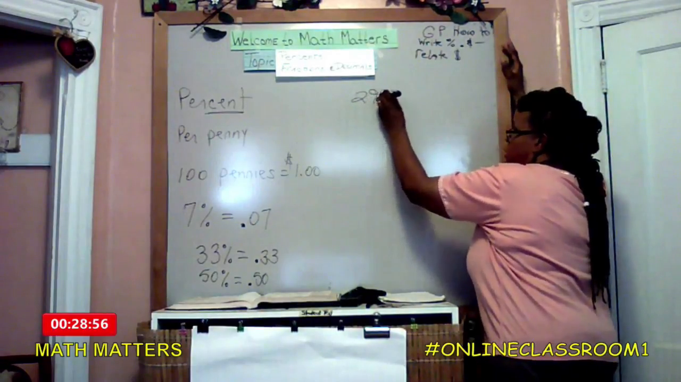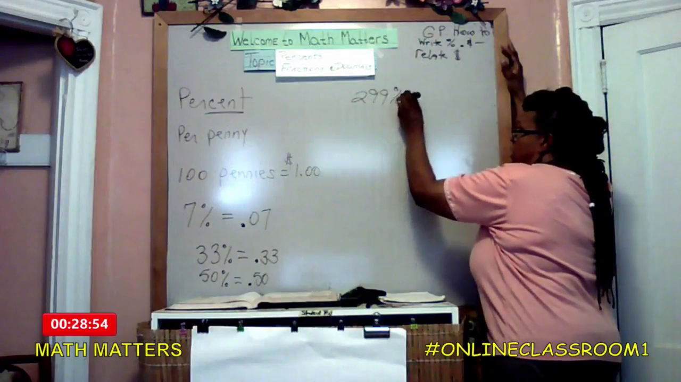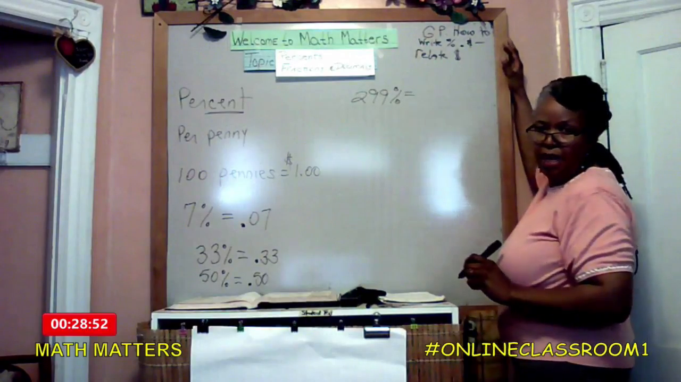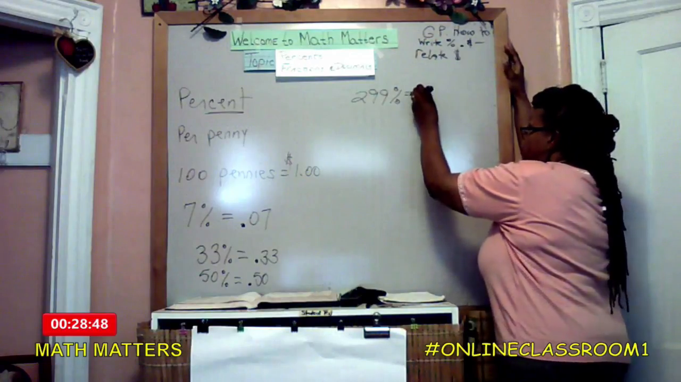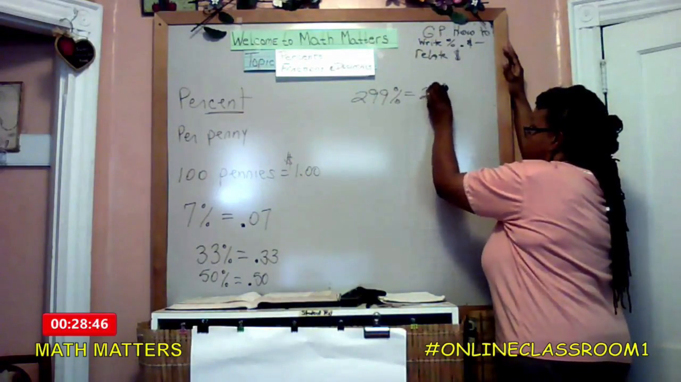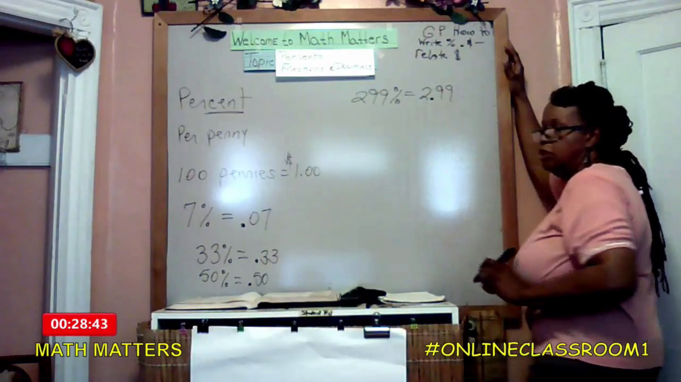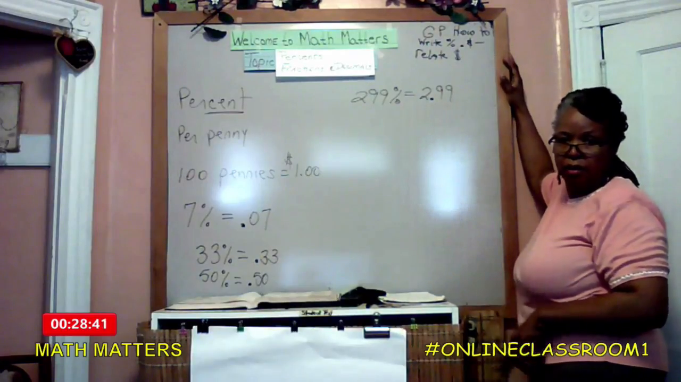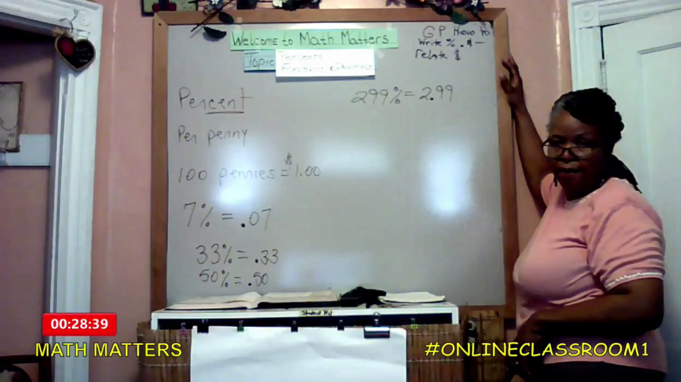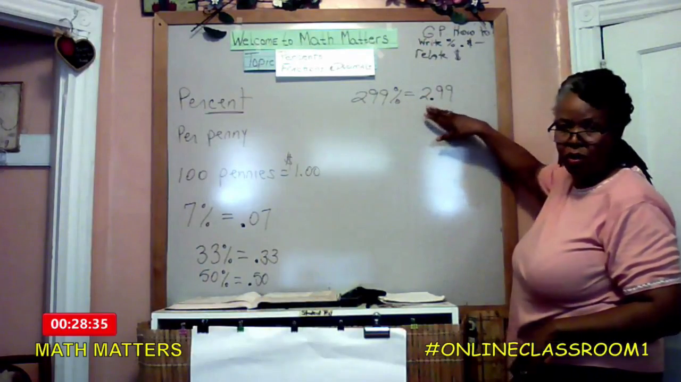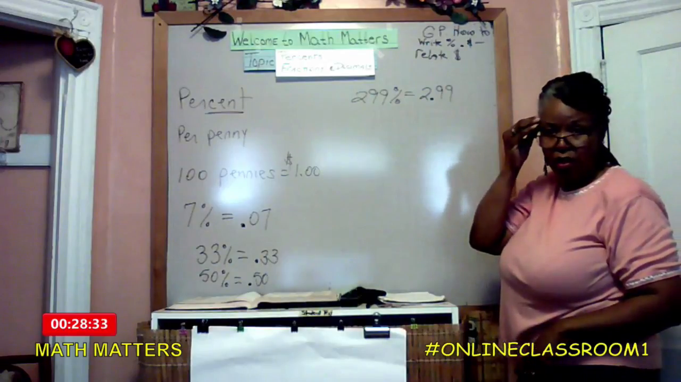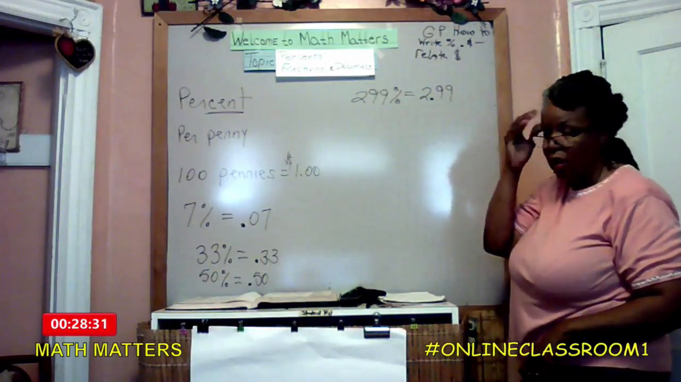299%. How many pennies is 299 pennies? It's actually equal to $2.99. So it still looks like money. When you're turning a percent into a decimal, think money, and you'll be okay.